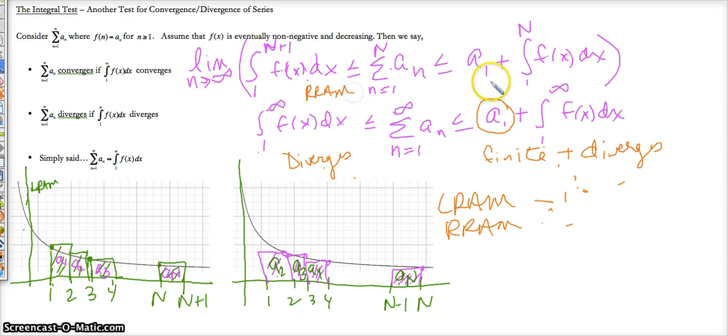So it basically goes to show that when you're doing RRAM, which is this guy right here, and then this is LRAM, which is this guy over here, or do I have it backwards? Either way, no, this is LRAM here, right? And then this is RRAM over here, right? It's basically saying that they are going to merge with the exception of the first term, yes? And whatever the integral does, the series does.